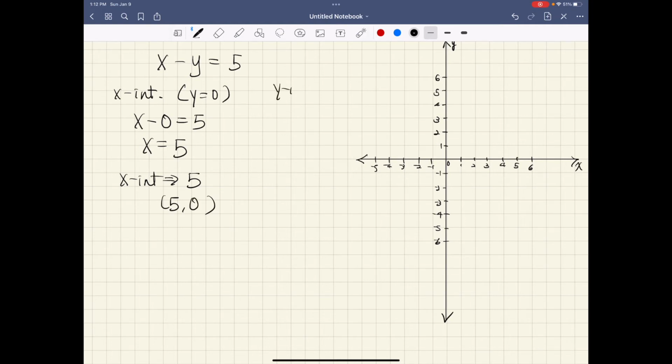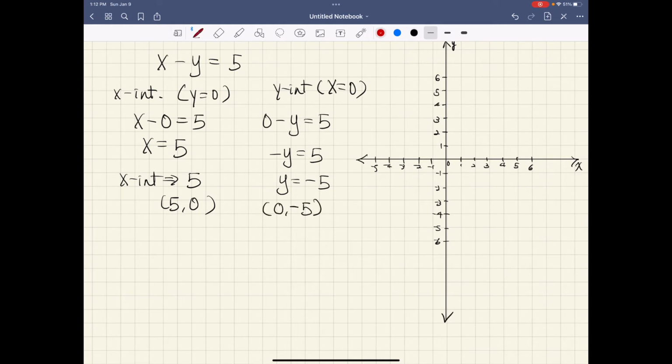Now for the y-intercept, your x is equal to 0. So 0 minus y is equal to 5. So negative y is equal to 5. y is equal to negative 5. So (0, -5) is a point.